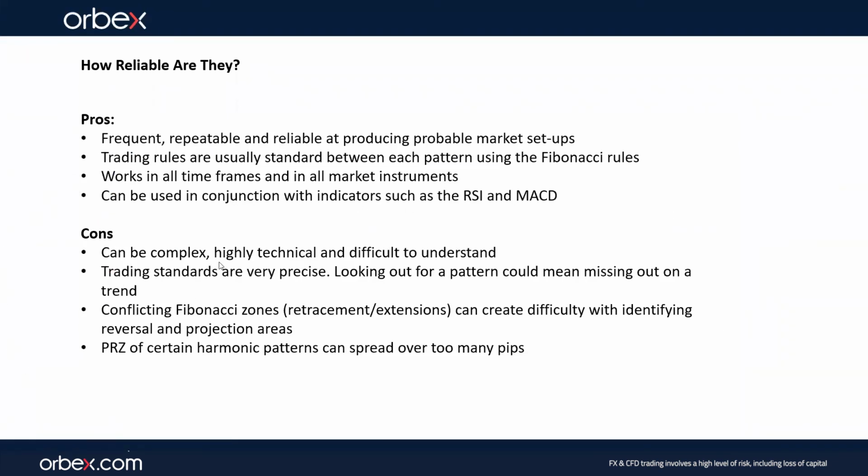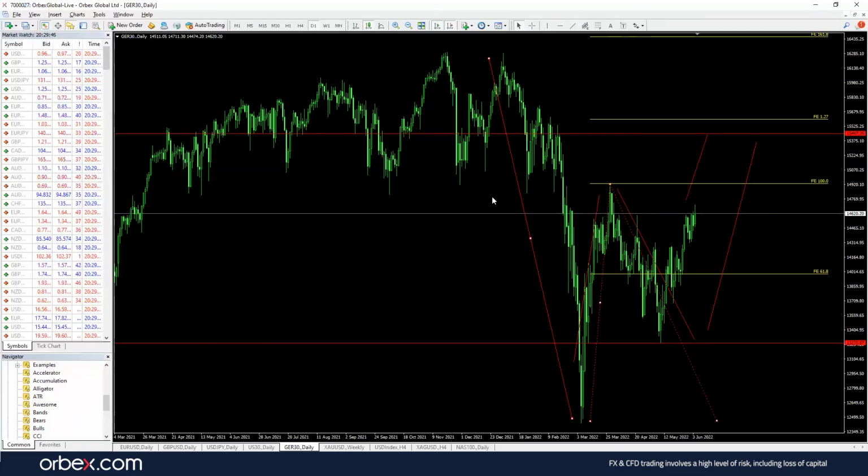So they can be complex, highly technical, and difficult to understand. Hopefully my presentation has made it a little bit easier. However, they can be quite difficult. Trading standards are very precise. Looking out for a pattern could mean missing out on a trend. Conflicting Fibonacci zones, retracement extensions can create difficulty with identifying reversal and projection areas, and the potential reversal zone of certain harmonic patterns can be spread over too many pips. So it can get a little bit complicated to identify, to open and close our trades, to make sure that we're entering and exiting at the best times.